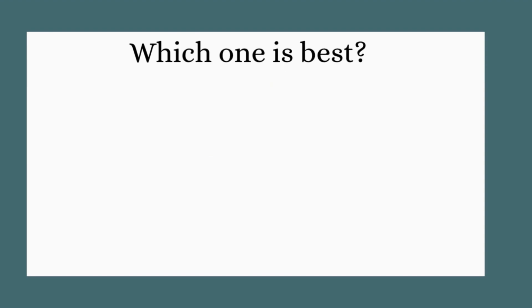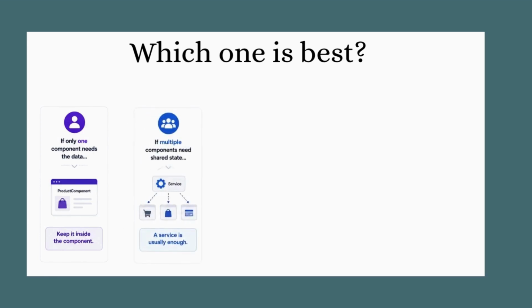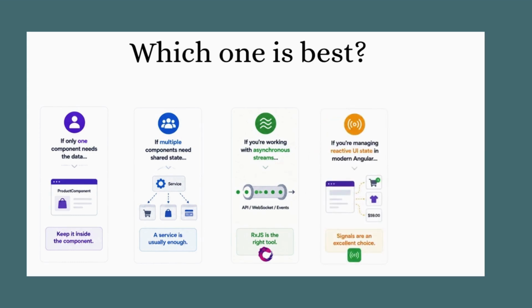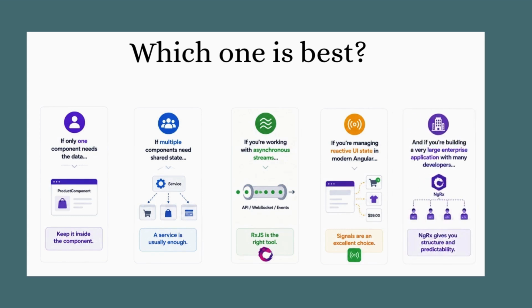Now comes the question everyone asks, which one is the best? The truth is, there is not one. If only one component needs the data, keep it inside the component. If multiple components need shared data, a service is usually enough. If you are working with asynchronous streams, RxJS is the right tool. If you are managing reactive UI state in modern Angular, Signals are an excellent choice. And if you are building a very large enterprise application with many developers, NgRx gives you structure and predictability. Don't choose the most popular tool, choose the one that solves your current problem.